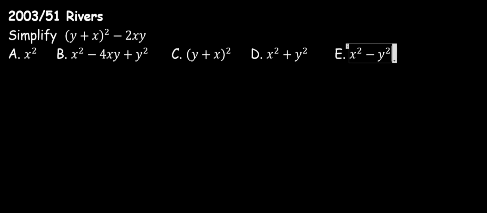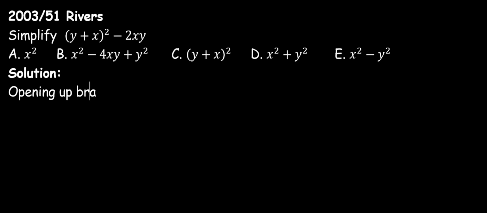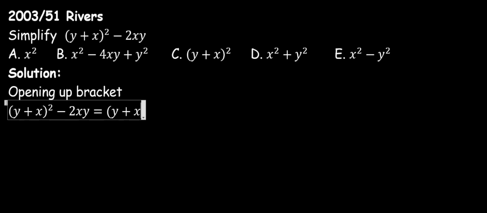Solution. Opening up the bracket, first we have our given problem: (y + x) raised to power 2 minus 2xy will be equal to (y + x) times another (y + x), then minus 2xy. What we have just done, we've interpreted what (y + x) raised to power 2 means. It means multiply what is inside the bracket by itself twice, and that is the result.